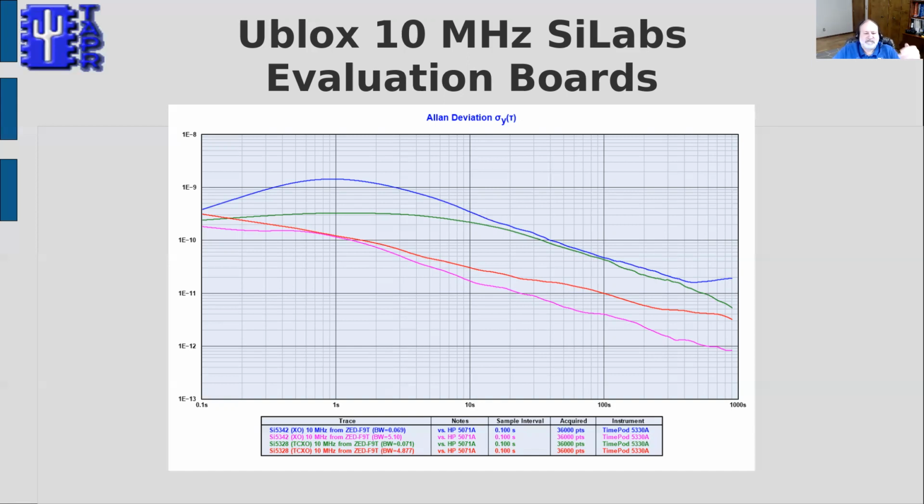So the performance of the 5328 evaluation board with the TCXO is significantly better than the more modern board, but with just the bare crystal. The top 2 lines are the bare crystal, the blue and the green at 2 different loop bandwidths. The bottom 2 lines, the red and the violet, are with the TCXO on the older chip. And you can see the significantly better performance that we get with the TCXO.